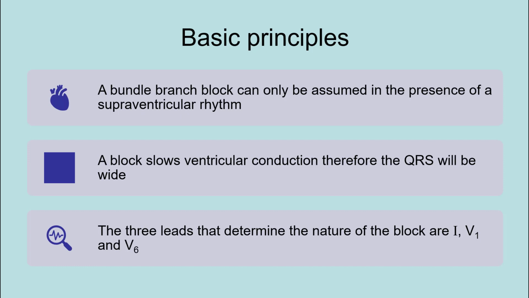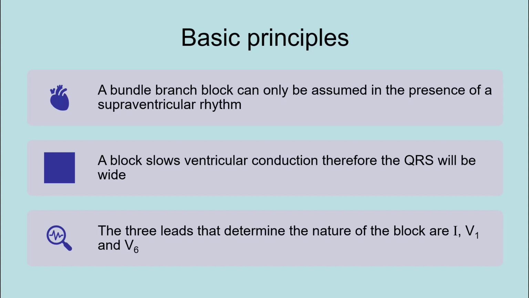The second basic principle is that any bundle branch block is going to slow ventricular conduction. So if there's no widened QRS, there can't be a bundle branch block. And reassuringly, when it comes to the differentiation of bundle branch blocks, there are really only three leads that we need to consider. We're going to look at lead 1 and lead V6, the left-sided leads that are going to show a similar pattern. And what we're going to do is compare that with a right-sided lead, in this case V1, to make the final determination.